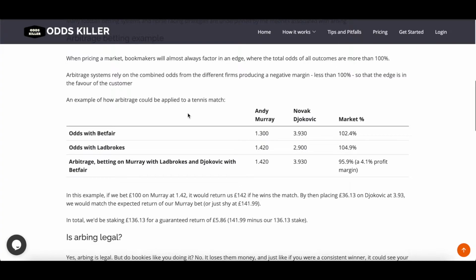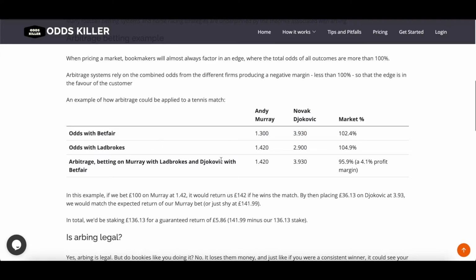So in this example, we have a tennis match between Andy Murray and Novak Djokovic. You are getting odds with Betfair for Andy Murray winning 1.3, for Novak Djokovic winning 3.93. So what do these numbers mean? This 1.3 means that if you put £100, you will get 1.3 times of that. That means £130 if Andy Murray wins on Betfair. Similarly, for Novak Djokovic, if you put £100, you will get £393.